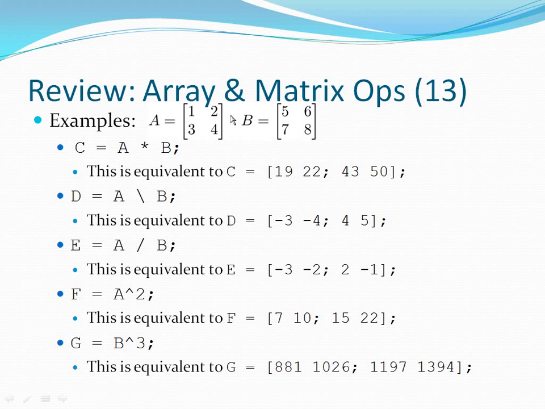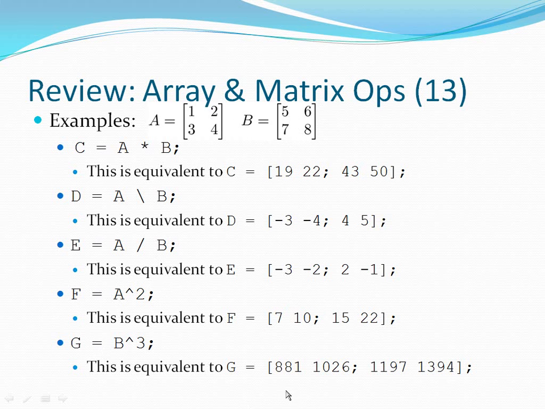Okay. Now, if I were to do this operation, what this means is that you're going to multiply A twice. So you're going to do this, and then times this again, and this is what you get. Right? 7, 10, 15, 22. And then if you do B hat 3, this means that you're going to multiply B 3 times. So you do B times B, B times B, and then you get this.